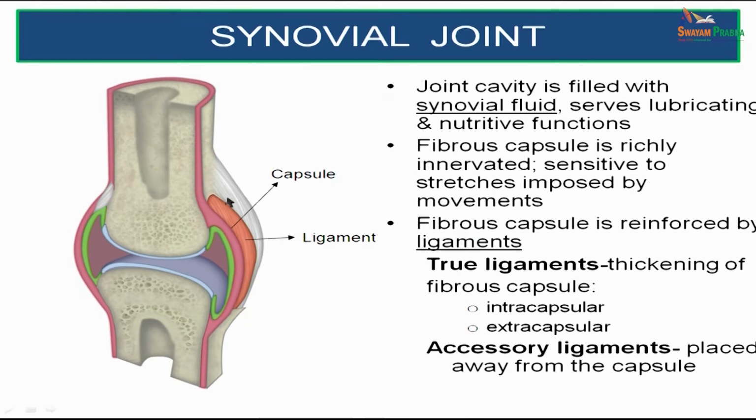The fibrous capsule on the outer aspect is reinforced by ligaments, and ligaments can be true ligaments or accessory ligaments. True ligaments are those that are thickenings of the fibrous capsule, and they can be intracapsular or extracapsular, and accessory ligaments are those which are placed away from the capsule.